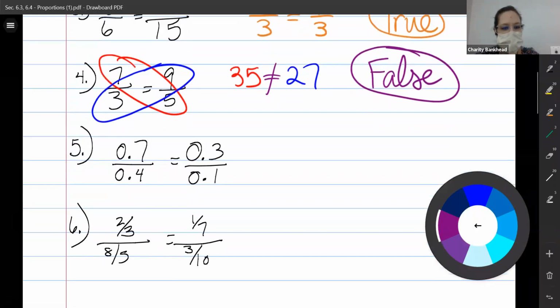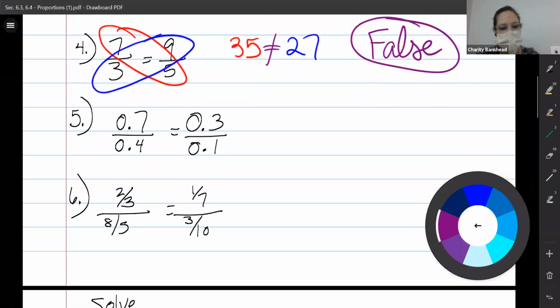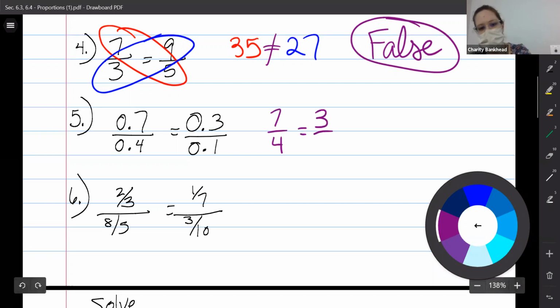Okay, number 5 is pretty obviously false, I think. We could also move all the decimal points 1 time to the right and show 7 over 4 equals 3 over 1. Still obviously false. If you do the cross multiplying part, 7 times 1 is 7 and 3 times 4 is 12. Really obviously false, right?